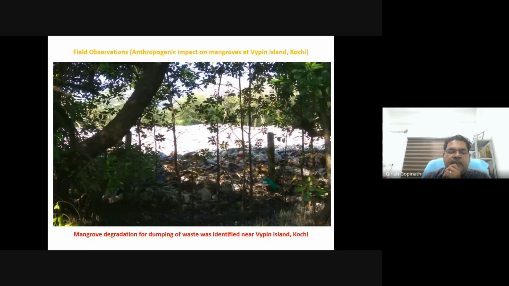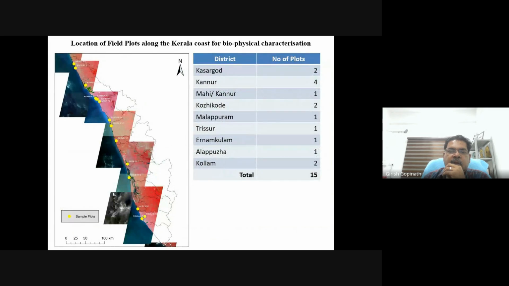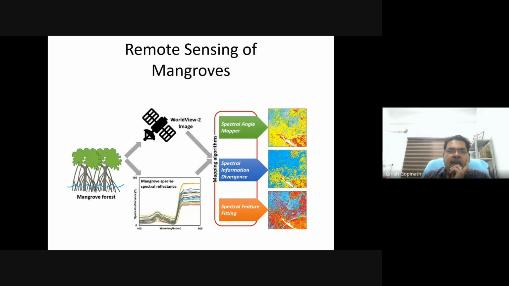A lot of waste is dumped in the mangrove area, especially near our campus, the Vypin area, not the main campus. These are the surveys we conducted for biophysical characterization. We have laid out plots across entire Kerala, and we have also done some types of analysis of mangroves for different applications. At the bottom you can see the different types of mangrove species.